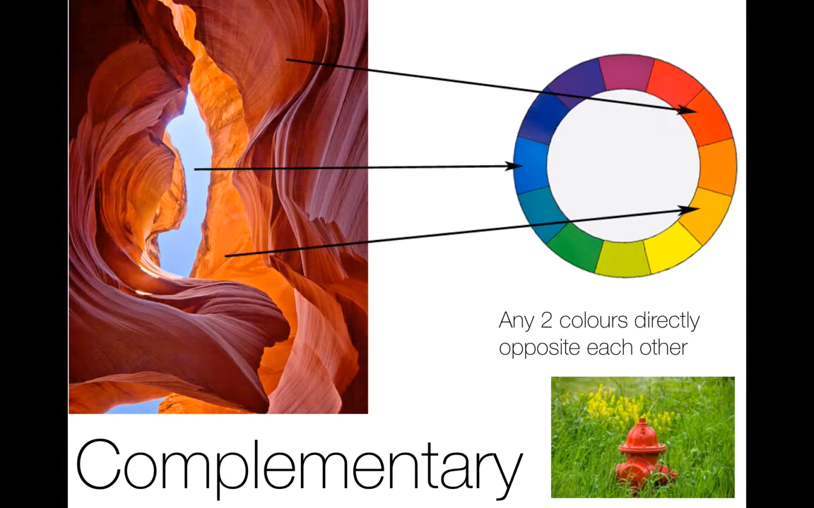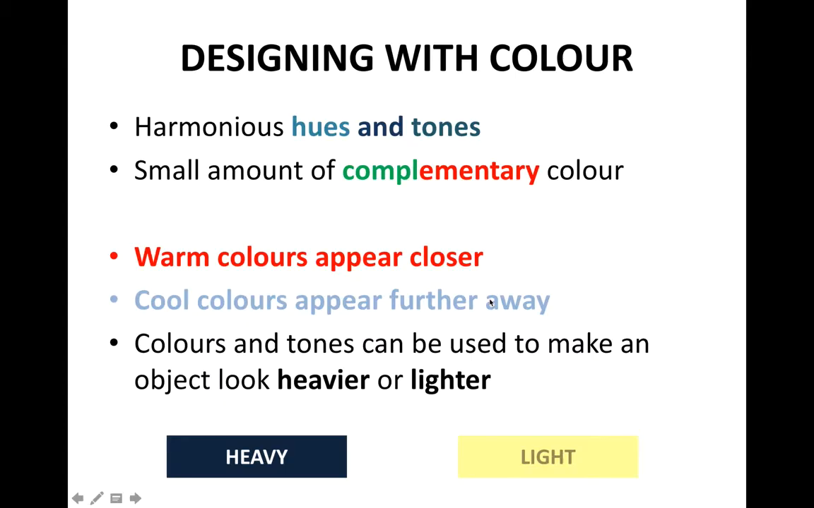Complementary colours, on the other hand, are colours that are at the opposite sides on the colour wheels. So this image works quite well because it has colours that complement each other. The orange and blue are complementary colours. Red and green are complementary colours. Yellow and purple are complementary colours, and they can be used to form quite striking images.